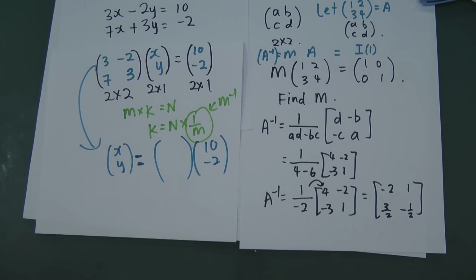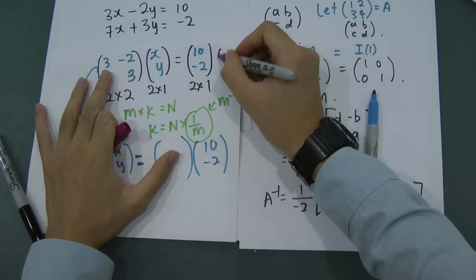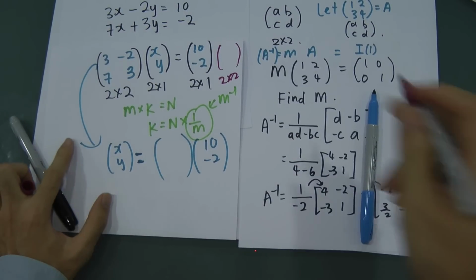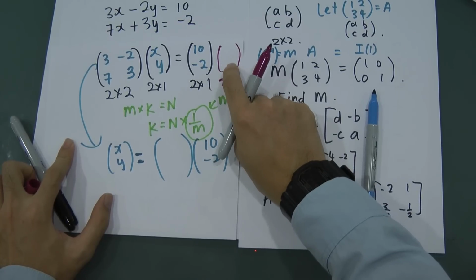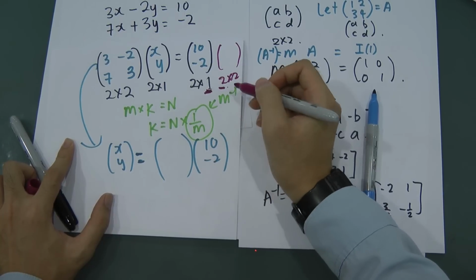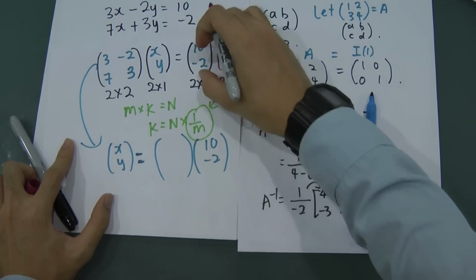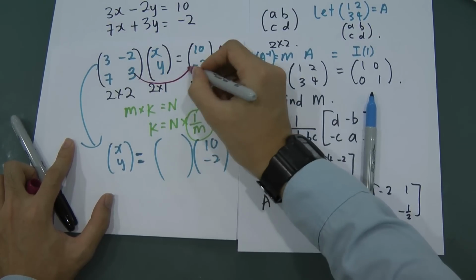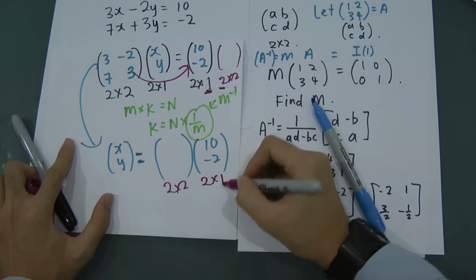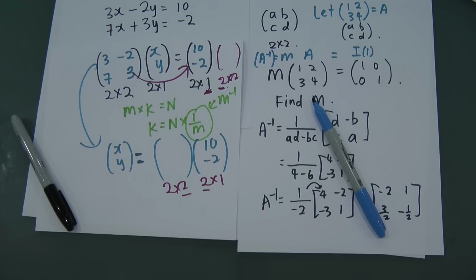Why? Because of the order. Imagine if you put the inverse behind over here, because the inverse is 2 multiply 2, right? From the last video I already mentioned, in order to make them can multiply, you have to make sure the middle number is the same. This is 1 and 2. That means you cannot multiply if it is 1 and 2. But if you put the inverse in front of this matrix, actually it is 2 multiply 2 and this is 2 multiply 1. That means the middle number is the same, then they can multiply.